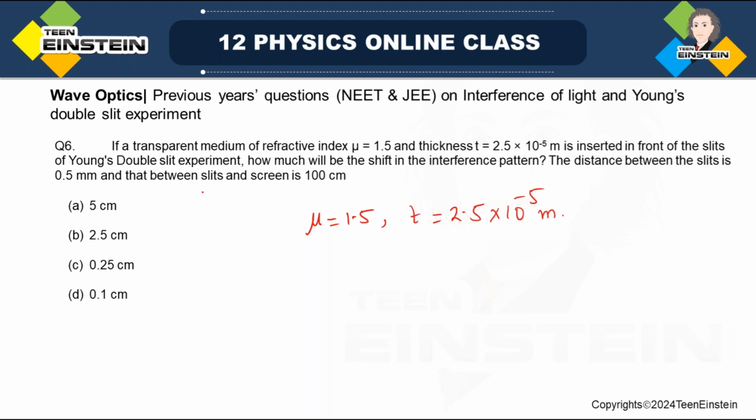The distance between the slits is given like this. See, 0.5 mm. This is the distance between the slits. That means small d is given 0.5 mm. If required, we can make it 0.5 into 10 to the power minus 3 meter. And the distance between the slits and screen is given as 100 centimeter. That means 100 centimeter means 1 meter. Okay, 1 meter is given. I am just making all of them in SI.